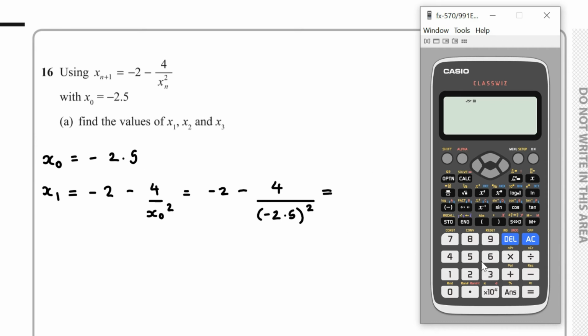So if we work this out, well, first of all we substitute the minus 2.5 into the answer function, and then we've got minus 2 minus 4 over answer squared. So here we get minus 2.64.